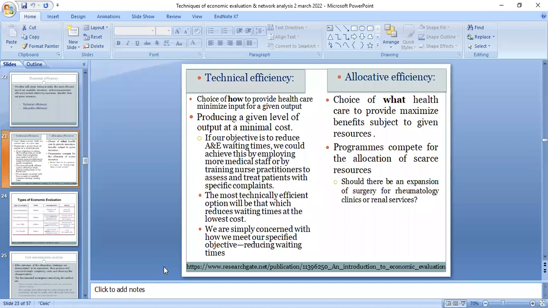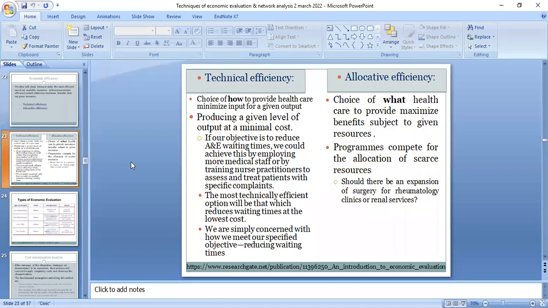Let's take an example of technical efficiency. If our objective is to reduce accident and emergency waiting times, we would achieve this by employing more medical staff or by training nurse practitioners to assess and treat patients with specific complaints. The most technically efficient option will be that which reduces waiting times at the lowest cost. We are simply concerned with how we meet our specified objective, that is reducing waiting times.